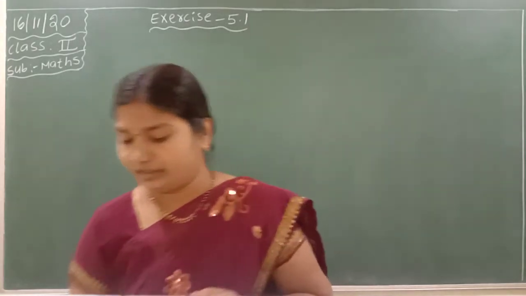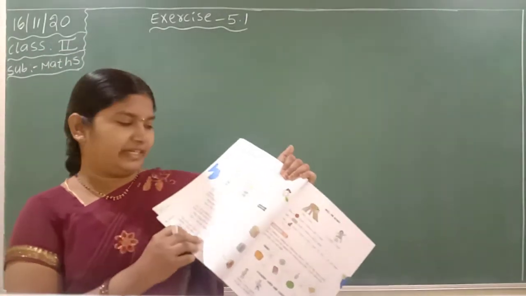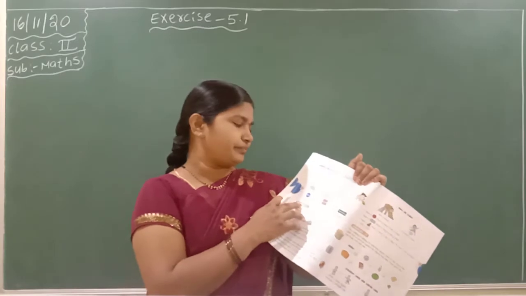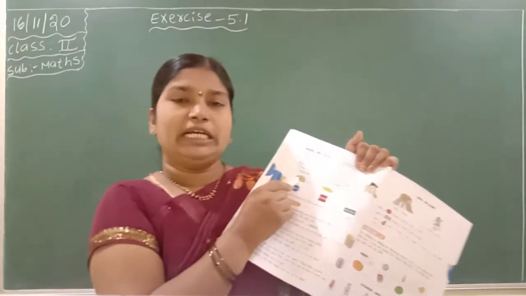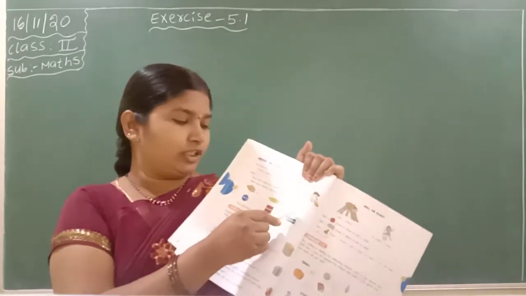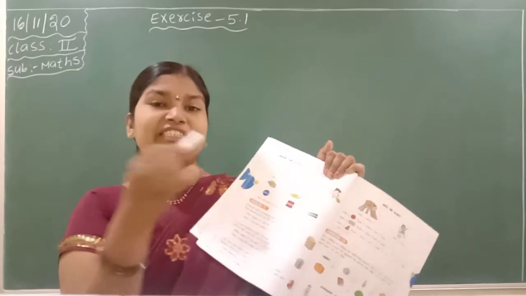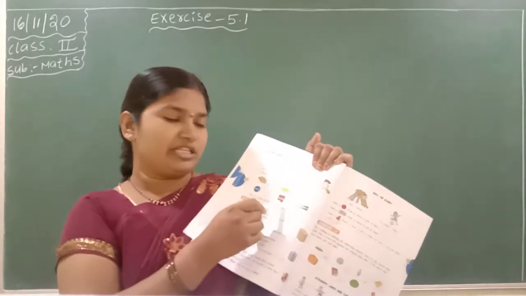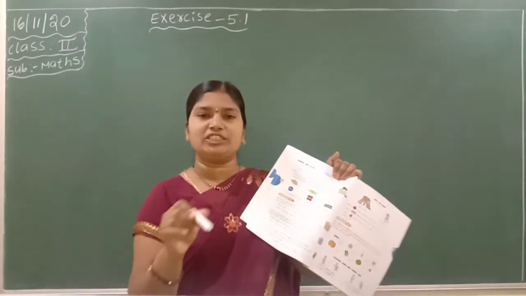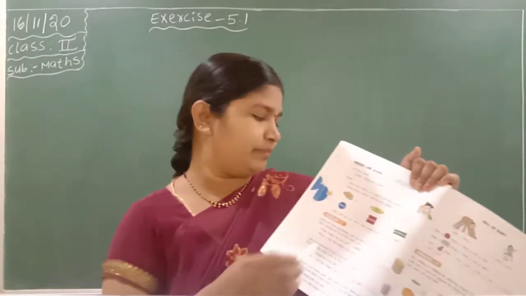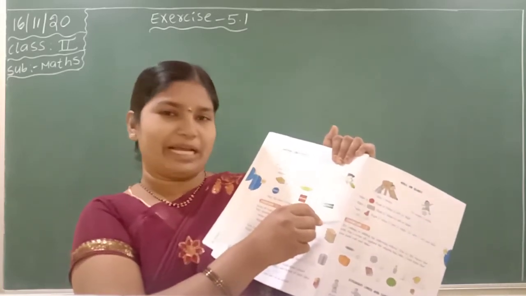Okay. Then everyone open your textbook page number 103. Here they have given some examples. See, textbook, plate, cube, and they have given some more. The shape names given are circle, square, rectangle. They are asking to match the shapes with the related objects. Textbook is equal to rectangle, so they kept matching.